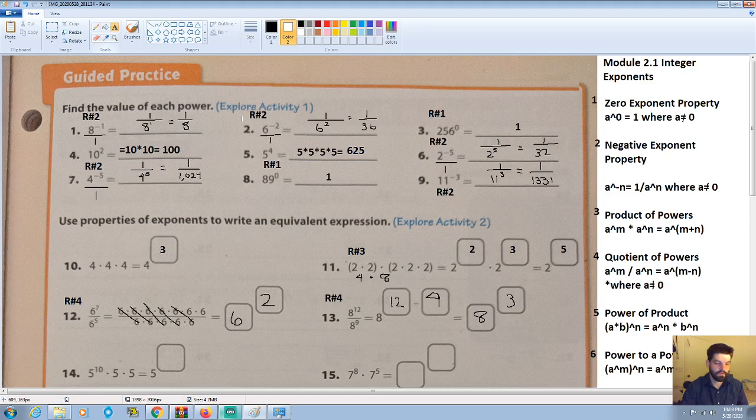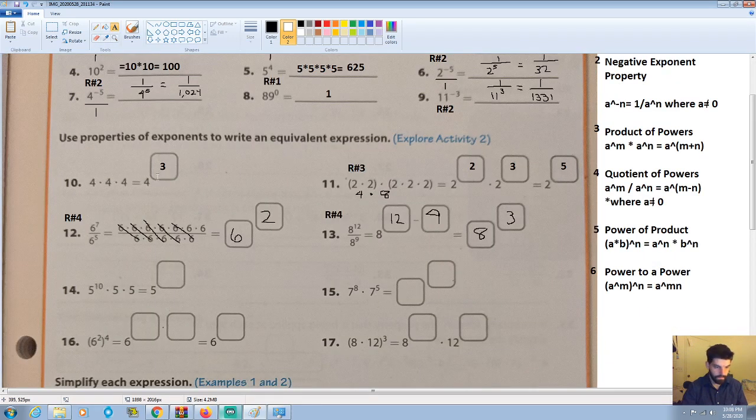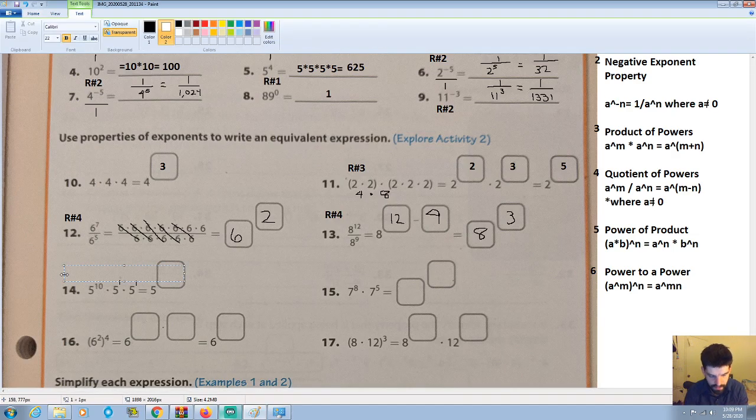Okay, so let's look at number 14 here. So this is 5 to the 10 times 5 times 5. Now, one thing I want to illustrate here is if you're dealing with exponents and you see that they're like bases, if you don't see a base taken to an exponent, you can infer that it's taken to the first power. And that's helpful here because this is going to be a product of powers in a way. So we're going to add these exponents together. So this is going to be like rule number 3 here.